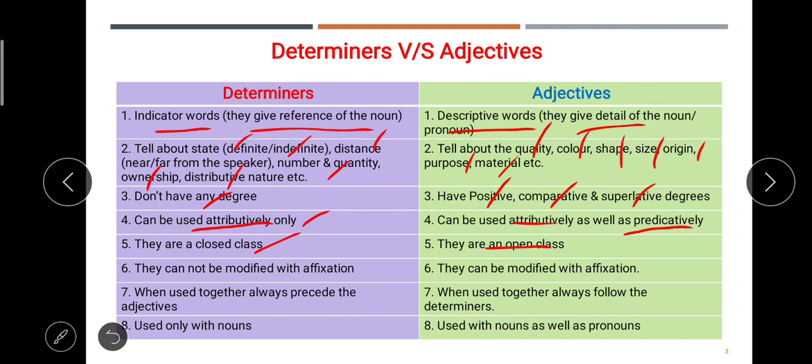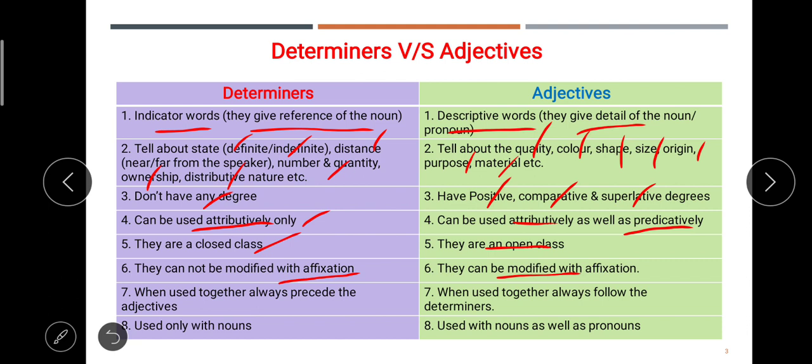The sixth difference is they cannot be modified with affixation, but adjectives can be modified. If I say the word honest, honest is an adjective, but we can create other words by using prefixes or suffixes with this word. Honest can become honesty. By adding y we can make it honesty, so it becomes a noun. Then we can say honestly. Honest plus ly, it has become an adverb, honestly. We can say dishonest. By using a prefix we can make it negative, dishonest, dishonesty, and dishonestly. So with the help of just a single word we could create 4 or 5 new words. This is only with the adjectives.